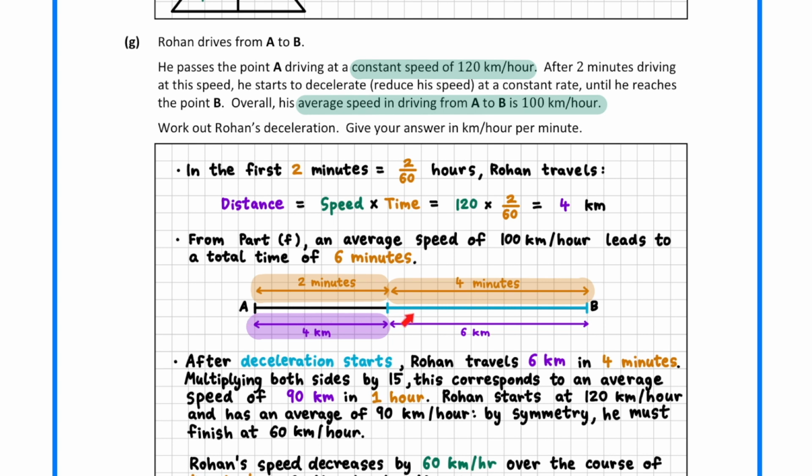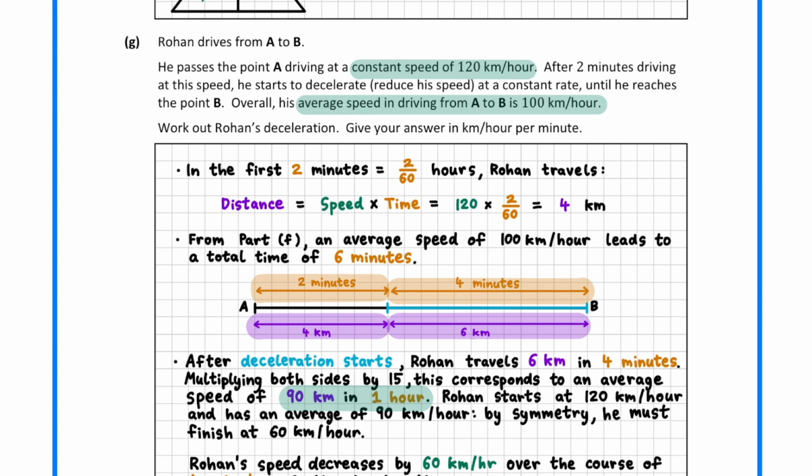The overall distance is 10 kilometers, and since we travelled 4 kilometers in the first section, there's 6 kilometers left over for the second section. So, over the second section of the journey, Rowan has travelled 6 kilometers in 4 minutes. Scaling up by a factor of 15, we can deduce that Rowan has an average speed of 90 kilometers per hour in the second section.